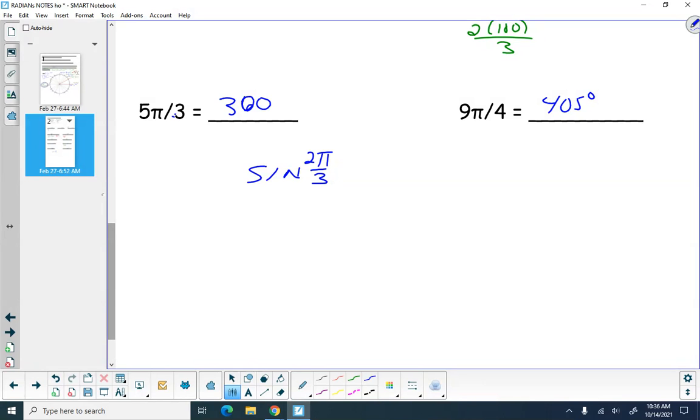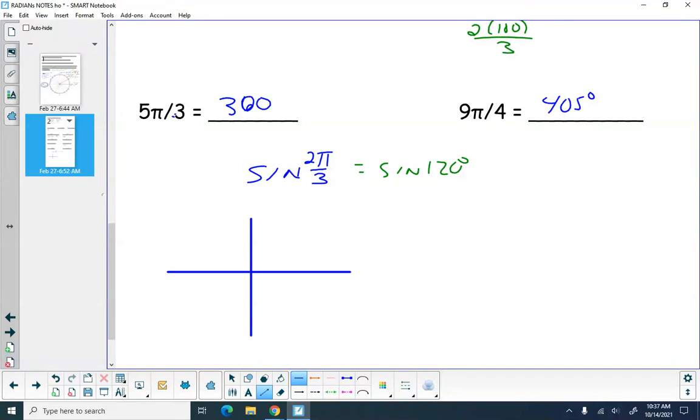I thought the pi was 180. Yes, it's 2 times 180 divided by 3. What do we get? 120 degrees. So this is the sine of 120 degrees. This we've seen already, so I'm going to get out my axes. 120 degrees takes us into which quadrant? Sydney? Quadrant number 2.